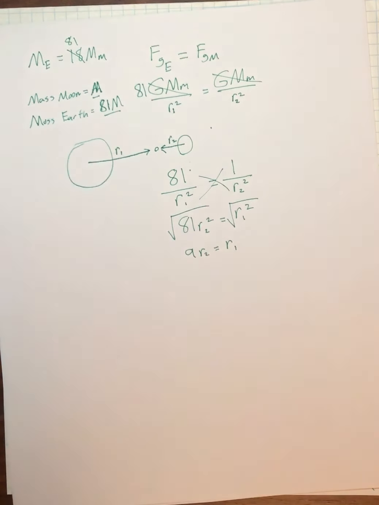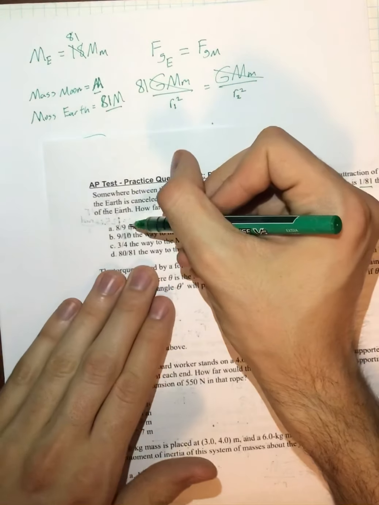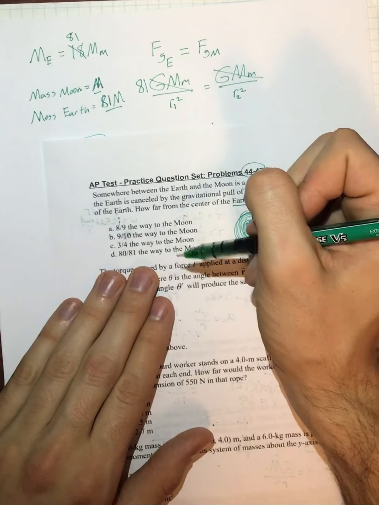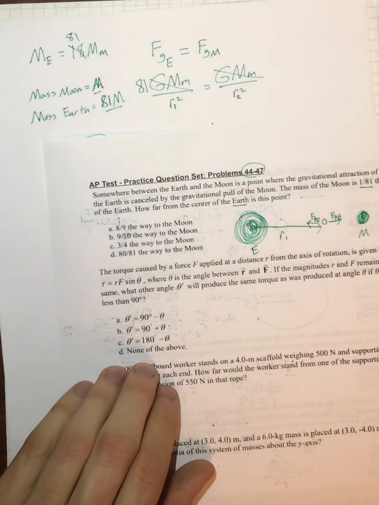And so what we're going to do, do I need to find the distance? Oh, no, we could use this to get the answer. So the options are 8/9 the way to the Moon, 9/10 the way to the Moon, and 3/4 or 80 over 81 the way to the Moon.